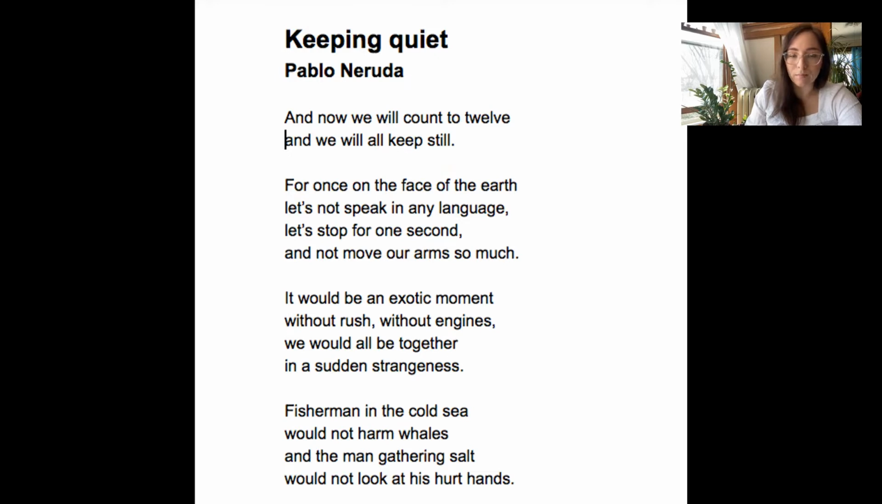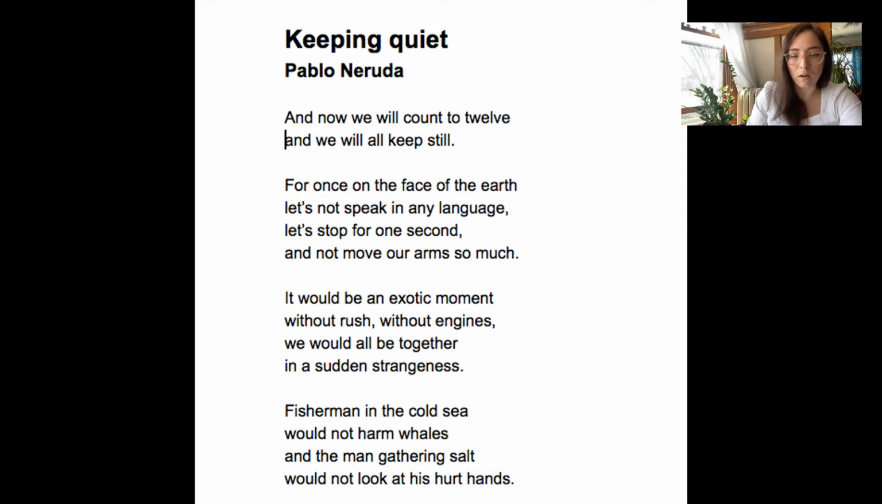Keeping quiet. And now we will count to 12, and we will all keep still. For once, on the face of the earth, let's not speak in any language. Let's stop for 1 second and not move our arms so much. It would be an exotic moment without rush, without engines. We could all be together in a sudden strangeness.